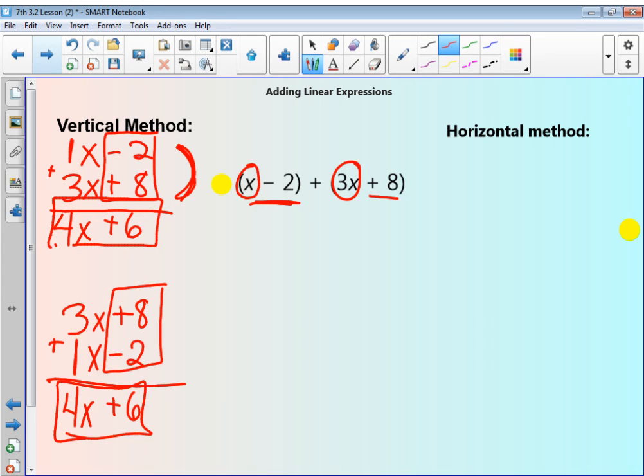Okay, so that's using the vertical method. I personally don't like it because I don't like to have to rewrite, but some of you are going to prefer that because you want to see everything lined up, okay? I like the horizontal method.